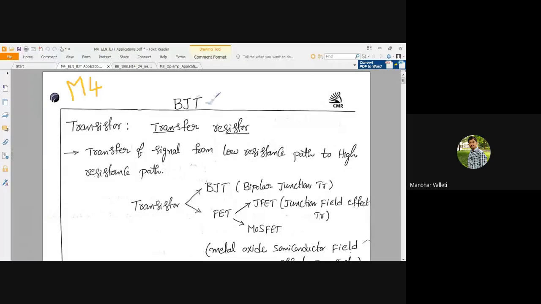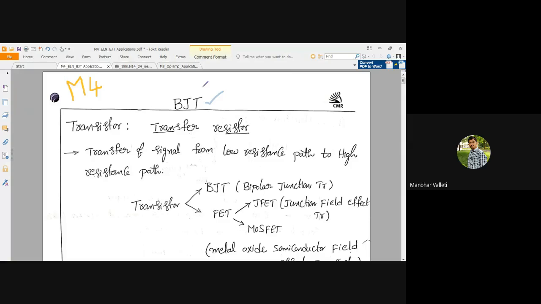BJT is bipolar junction transistor. As the name bipolar means, there are two charge carriers contributing to the current. Both electrons and holes contribute to the current flowing in this BJT device. So we can say the device is a bipolar device. So BJT is a bipolar device.